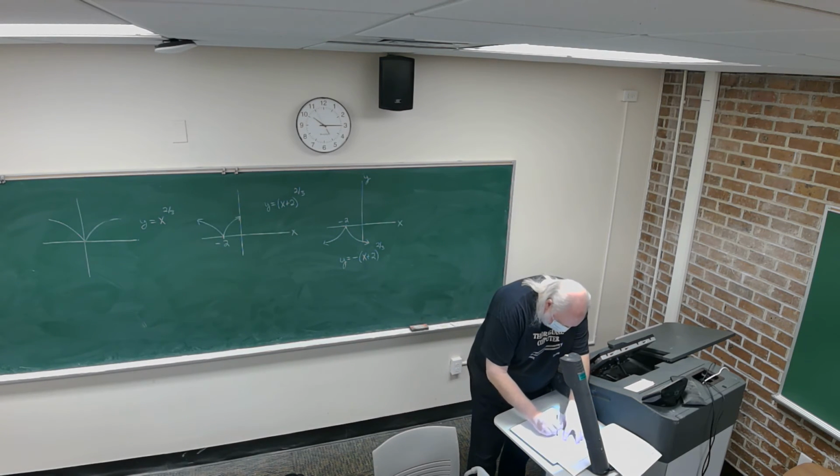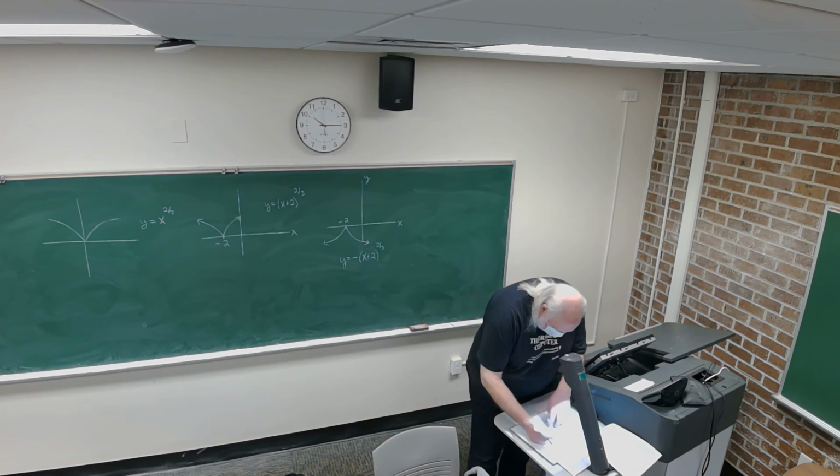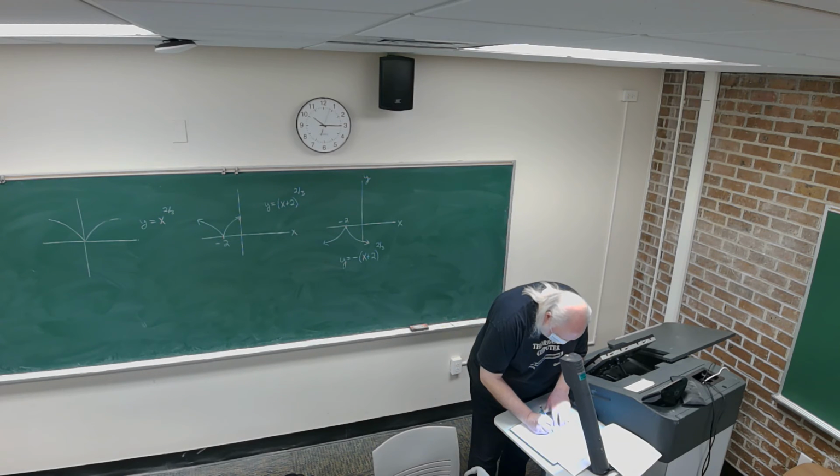Actually, I'm going to cut into the other graph. I'm going to do it down here. Start off y equals square root of x, and then replace x with x plus 3, which shifts the graph left 3 units.